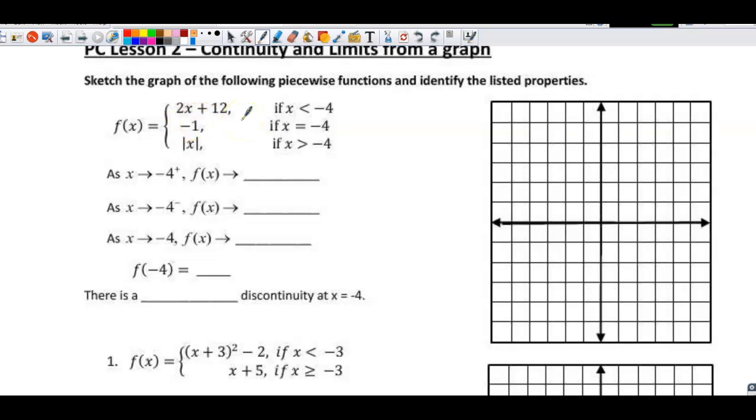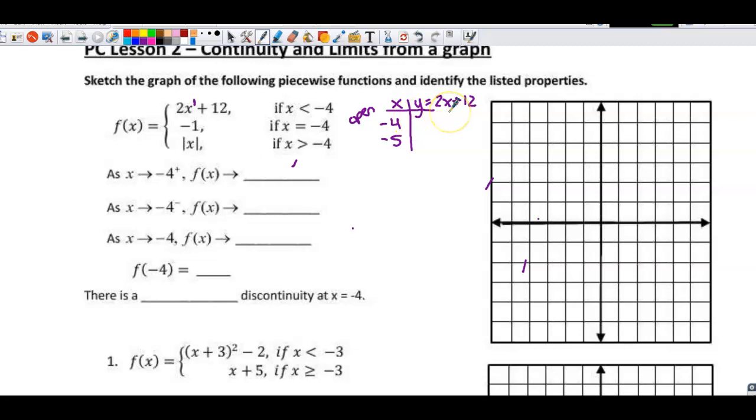So the first is a line, so I know that it's straight, and it's 2x plus 12 for all the x's that are less than 4. So let me just go ahead and make a table here. So I'm going to do y equals 2x plus 12, and I'm going to start at -4, and it's going to be an open dot because it's not equal to, and then I'm going to do -5, and that's all I'm going to need.